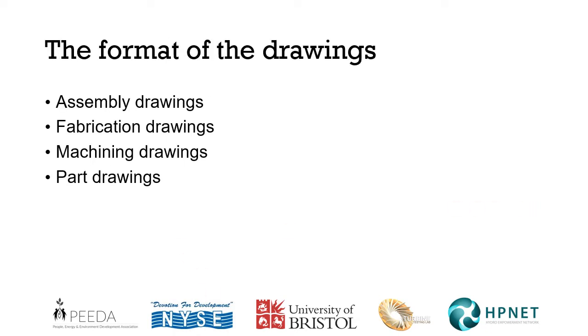So the drawings for the design are in 4 different types. There are assembly drawings, fabrication drawings, machining drawings, and part drawings. And I'll just in turn explain a little bit about each of these different types.